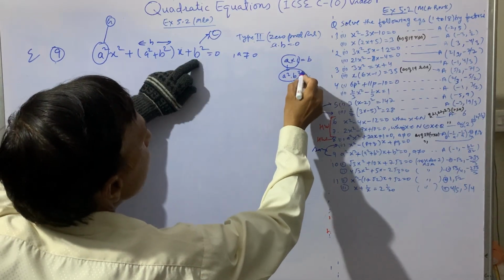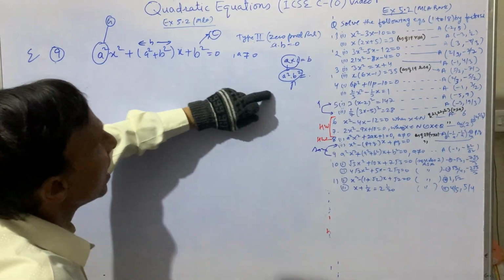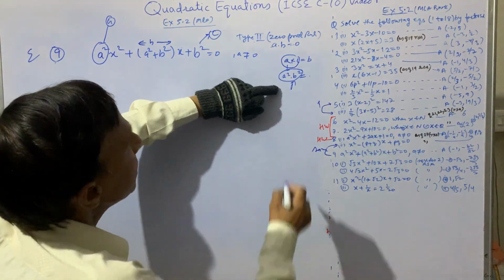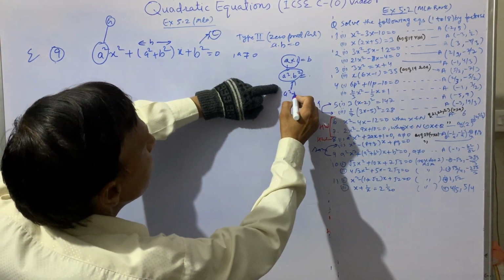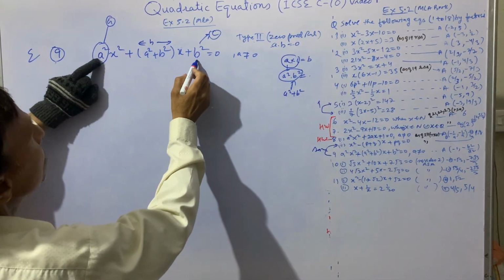So this one is positive, and this positive part should be factorized in such a way as to get the b. That means if we factorize a square plus b square, we multiply both, then we are getting a square into b square, which is the c.